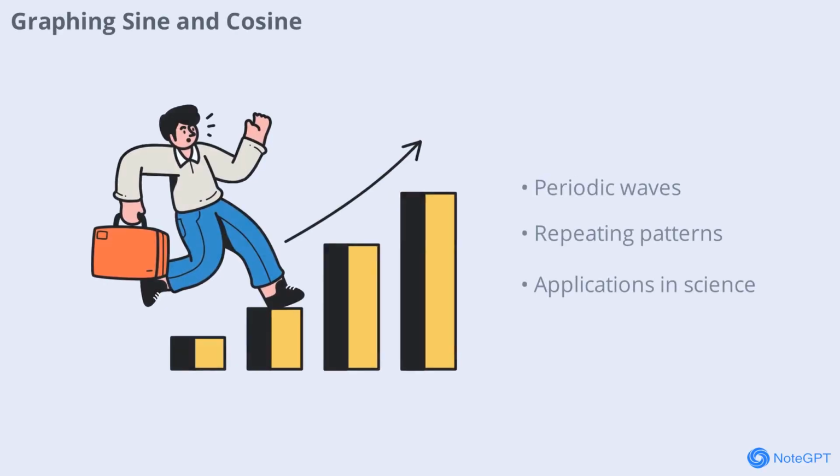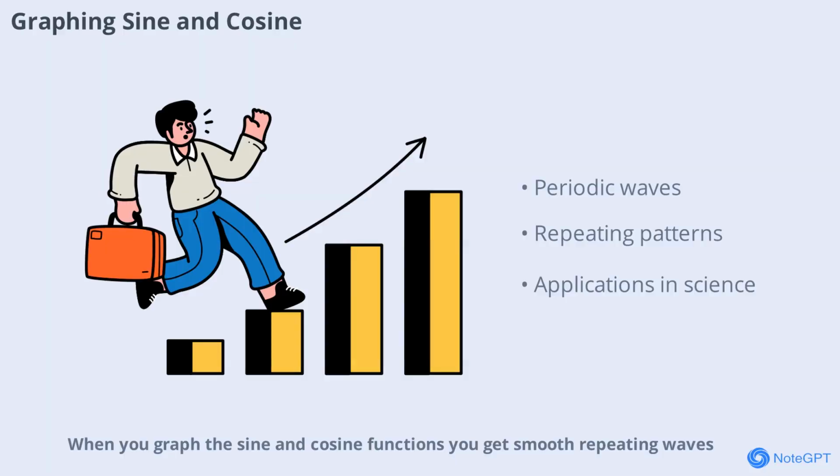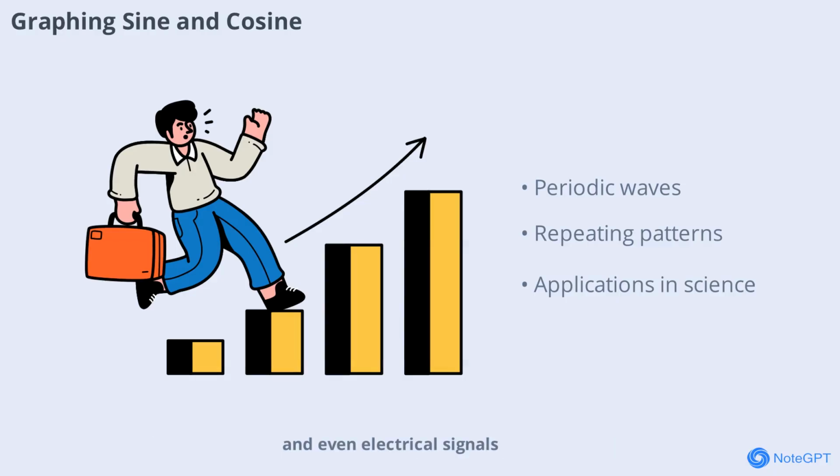When you graph the sine and cosine functions, you get smooth, repeating waves. These graphs show how the values of sine and cosine change as the angle increases. The patterns are periodic, meaning they repeat at regular intervals. Understanding these graphs is key for studying waves, sound, and even electrical signals.